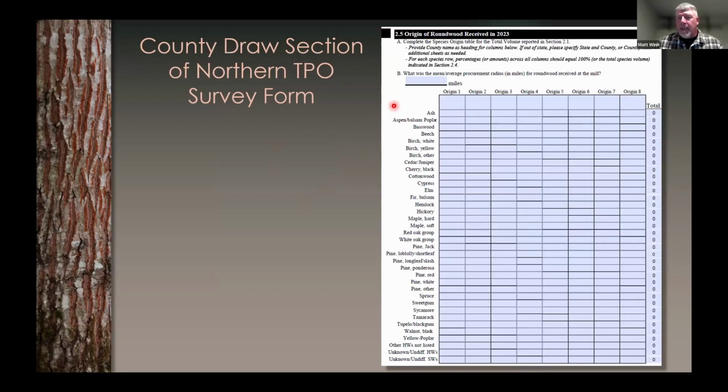One of the things that's different is they actually ask for a procurement radius, so how far out mills are procuring wood from the mill. And in addition, whereas the South only differentiates between softwood and hardwood, the North actually asks for a detailed species group.